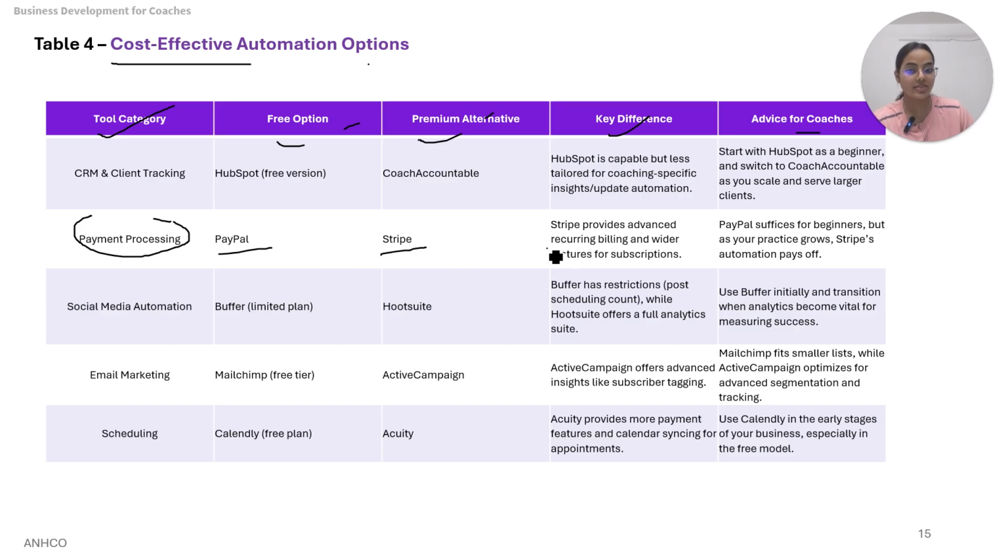Stripe provides advanced recurring billing and wider features for subscriptions, whereas PayPal suffices for beginners, but as your practice grows, Stripe's automation pays off. This is the advice for the coaches. Take a moment to have a look at the rest of the table.